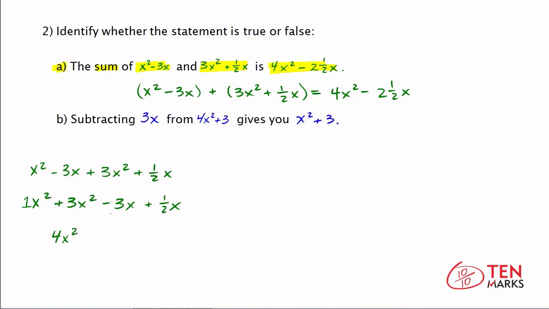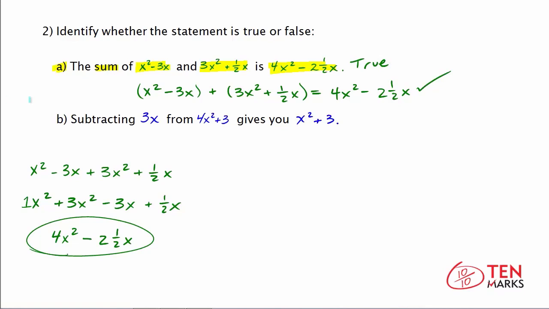Now let's talk about the second part. Negative 3x plus 1/2 x. Negative 3 plus a half is negative 2.5, and then bring along the variable. So this would be negative 2.5x. So this is the sum you get. And let's see if this matches what we wrote down. 4x squared minus 2.5x, that's what we got. So yes, this statement is true.